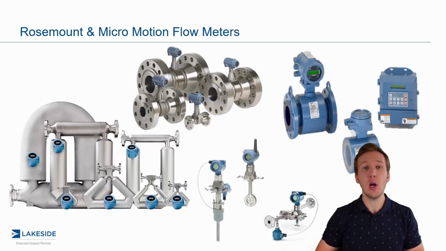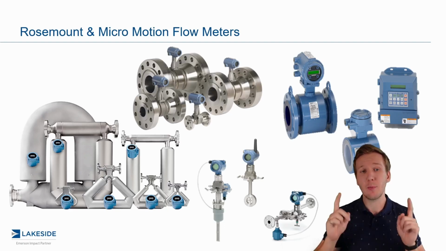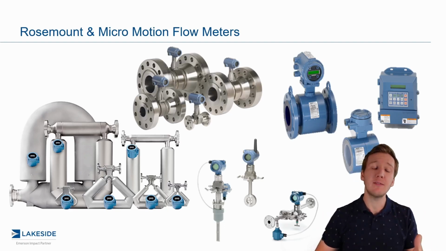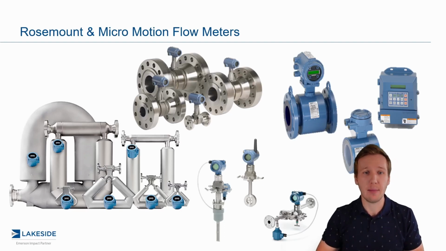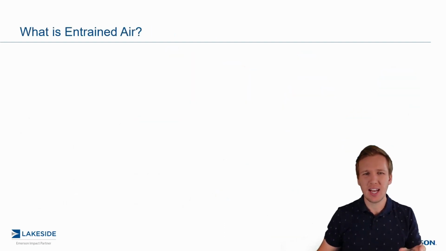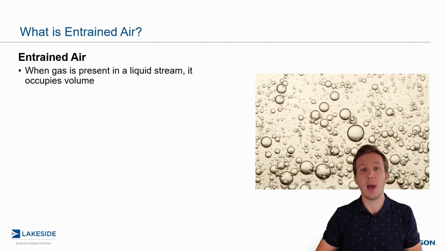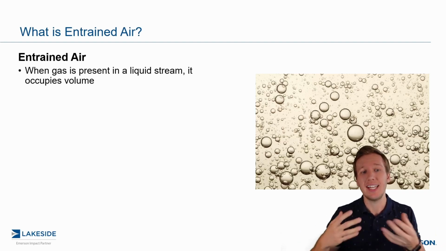And in today's video, we're continuing our discussion around Rosemount and Micro Motion flow meter technologies. More specifically, we're diving into the next set of videos talking about two-phase flow or entrained air applications. Now, before we get into that, let's talk about what is entrained air, and then later we'll talk about why this is a problem. Now, entrained air can be described as when a gas is present in a liquid stream.